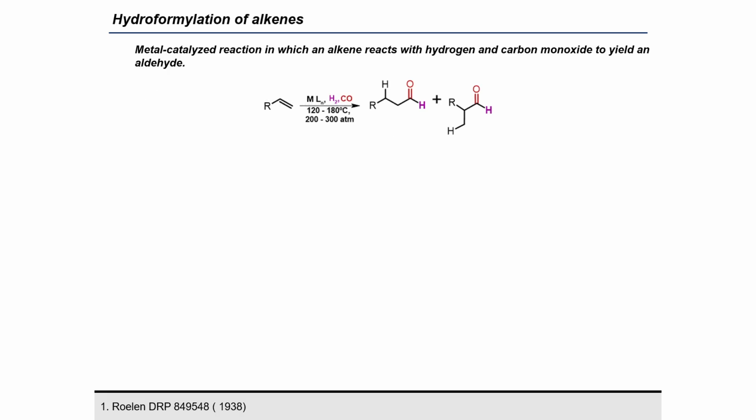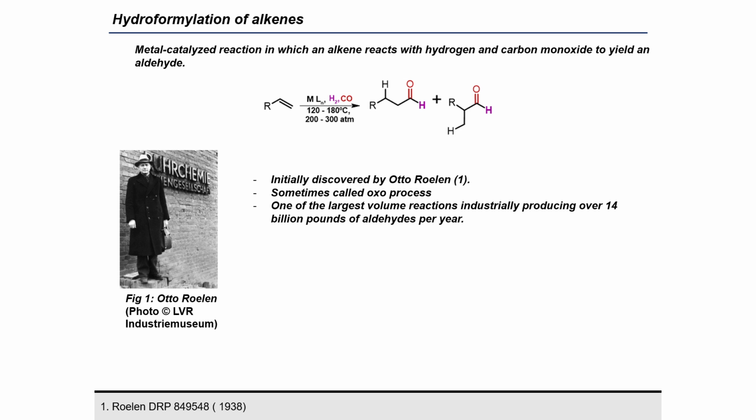So the first reaction we're going to talk about is the hydroformylation of alkenes, which is sometimes called the OXO process. It was initially discovered by Roelen. It is indeed a very important reaction industrially. This is a metal-catalyzed reaction in which an alkene reacts with hydrogen gas and carbon monoxide, usually at very high pressures, to yield an aldehyde. As I said, it's very important. It's one of the largest volume reactions using homogeneous catalysis in industry, and is used to produce over 14 billion pounds of aldehyde per year.